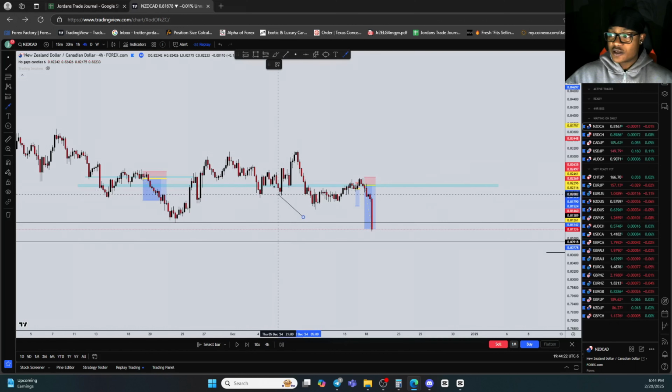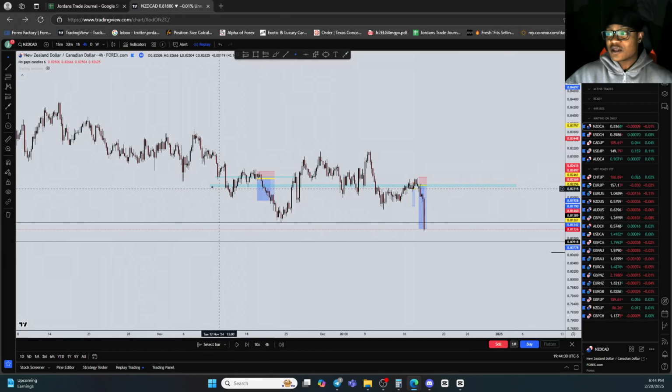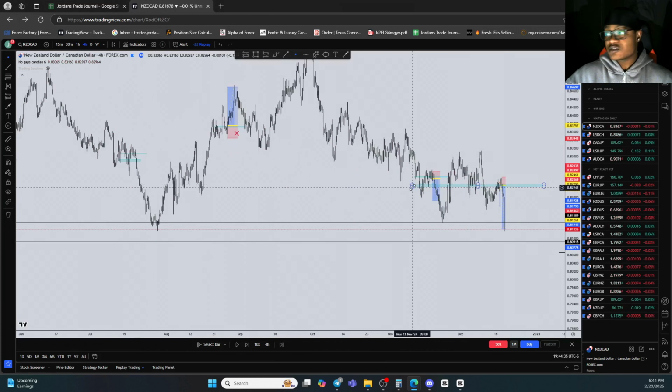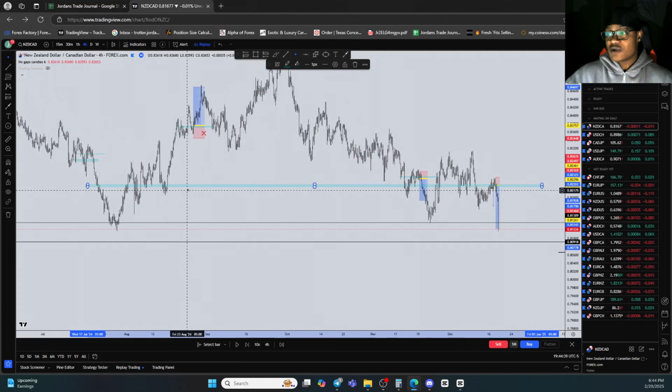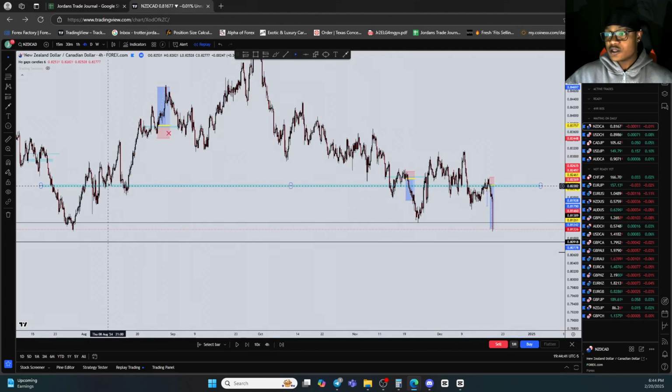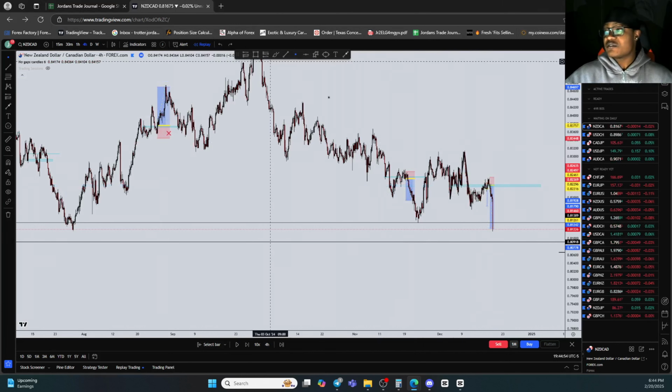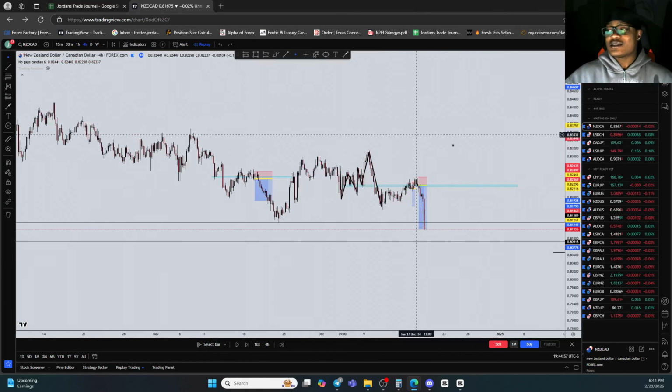We have 1, 2, 3, 4, 5. If I zoom out and I continue to drag this off towards the left, it's far, but I'm sure you can see the rejections still, right? Let me zoom in. We have 1, 2, 3, 4, 5, 6, 7, 8, 9, and then this didn't happen. But we have 9 rejections towards this area of interest. If you ask me, 9 rejections is more than enough.